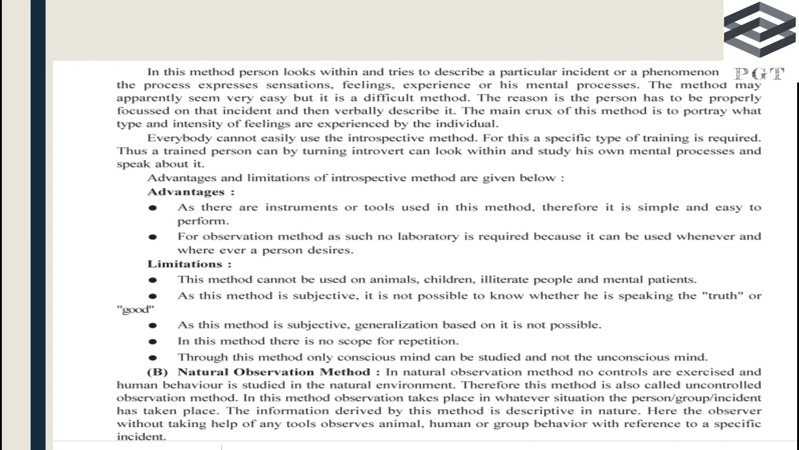Now we are coming to the natural observation method. In the natural observation method, no control is exercised and human behavior is studied in the natural environment. Therefore, this method is called uncontrolled. Means जैसे कि आप कुछ भी चीज देखते हो और उसमें कूद पड़ते हो और आपको अच्छी लगती है, and that is described in the form of nature.